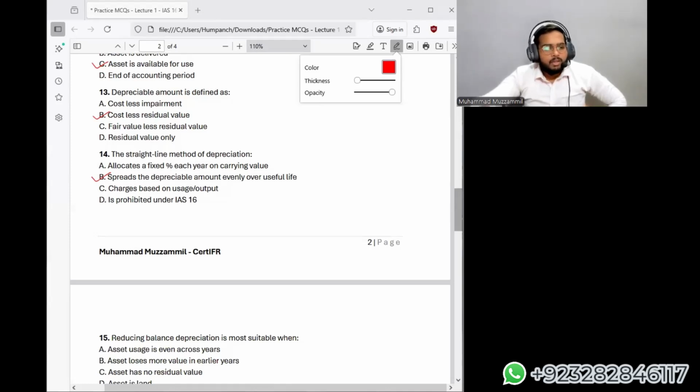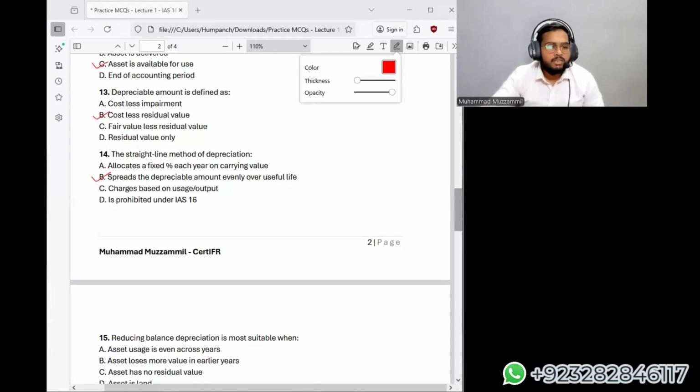The answer is option B. Asset loses more value in earlier years. Why? Because reducing balance, which is also called the diminishing balance method, is appropriate when consumption of economic benefit is higher in earlier years, in earlier periods.